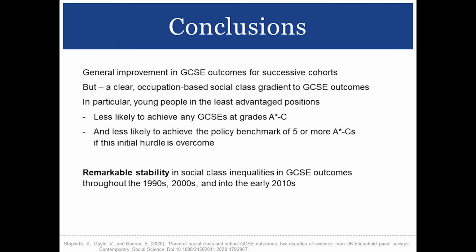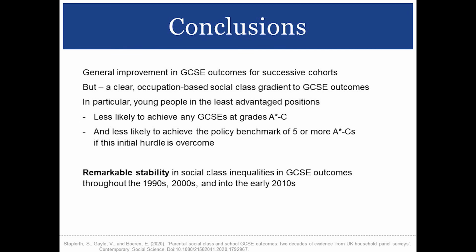So to conclude, we've seen a general improvement in GCSE outcomes for successive cohorts of young people. However, at the same time, we're seeing this clear occupation-based social class gradient to GCSE outcomes. This gradient holds after adjusting for parent education level, housing tenure, gender, ethnicity, and academic year. In particular, we find that young people in the least advantaged positions are not only less likely to achieve any GCSEs at grades A star to C, but they're also less likely to achieve as many GCSEs as their more advantaged peers, and they may even struggle to achieve the policy benchmark of 5 or more.